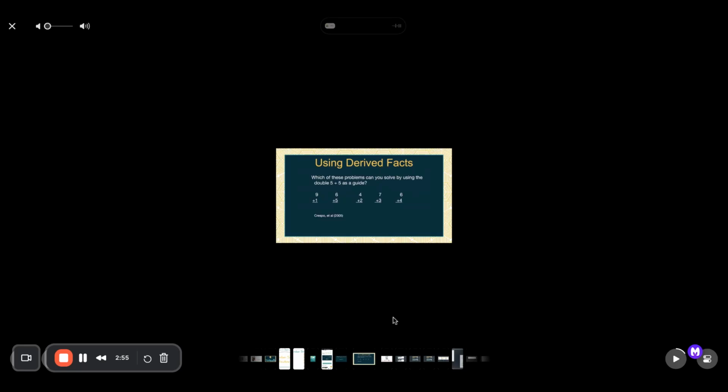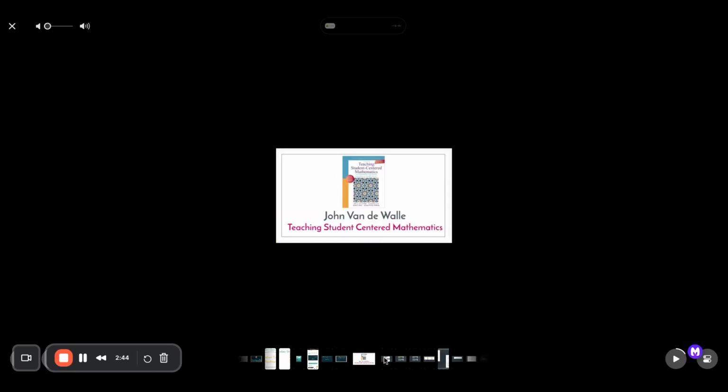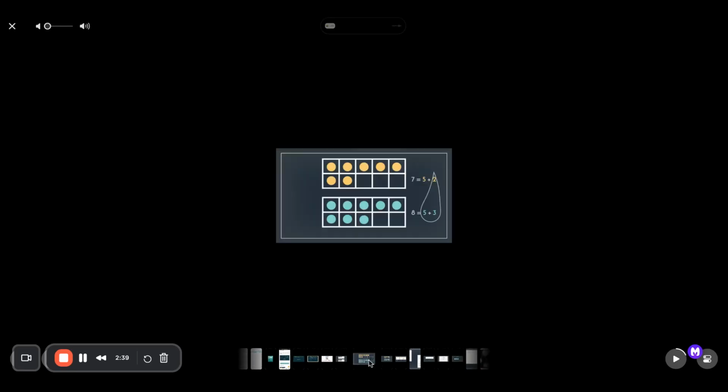This is just an example of how the teacher asked, how would you use 5 plus 5? And students didn't know that they could use 5 plus 5 to solve 6 plus 5 or any of the other ones. So this is just where she gets her 8 number sense concepts, and that's her Bible, she says.